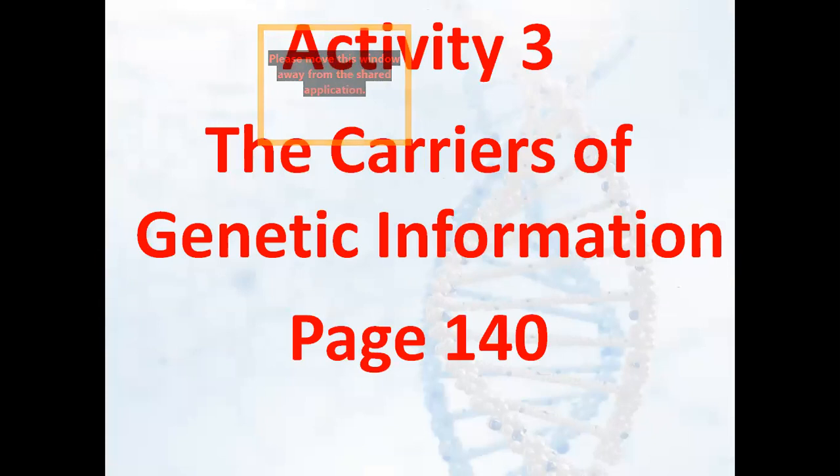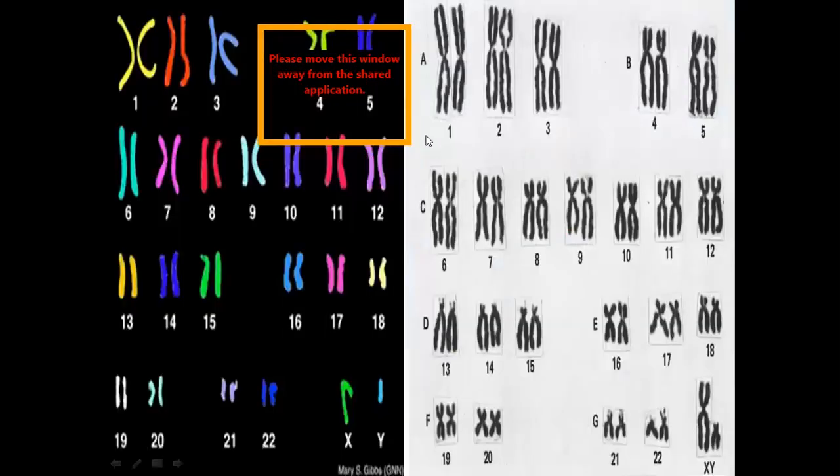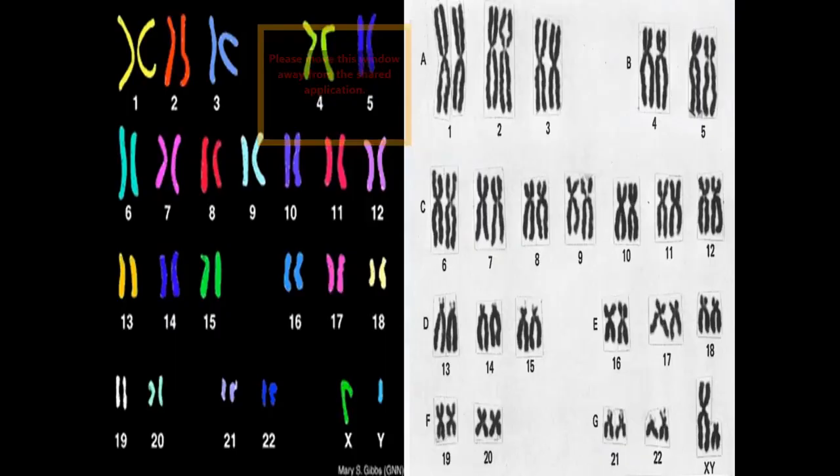We talked in activity 3 about the carrier of the genetic information. We said that the karyotype is the arranged set of the chromosomes. You have to know that the karyotype is the arranged set of the chromosomes. The chromosomes are arranged as pairs, according to the decreasing order of size, from the bigger chromosome to the smallest, according to the position of the centromere, and according to the banding pattern. These criteria, we have to study.